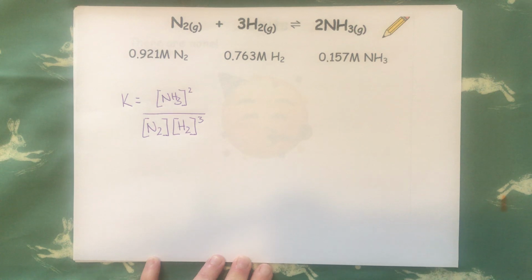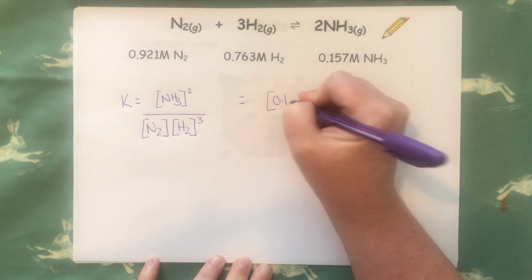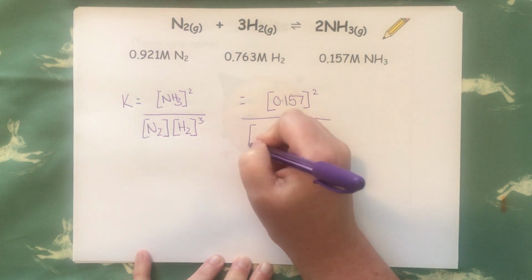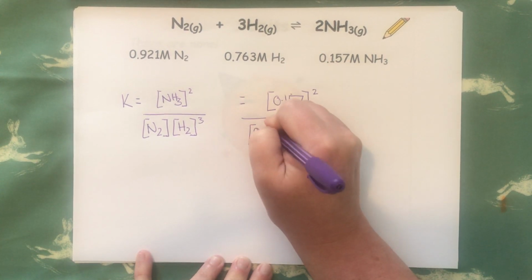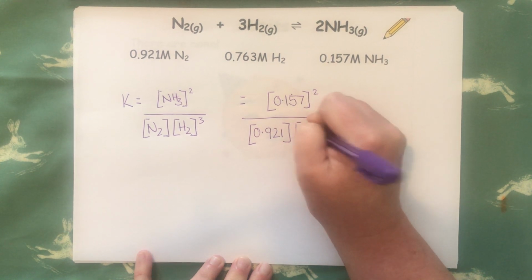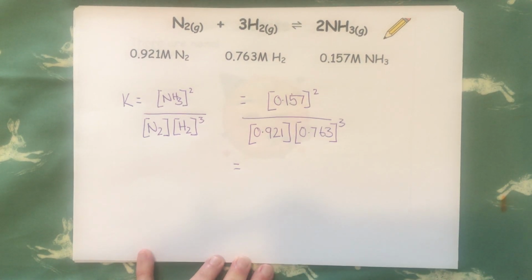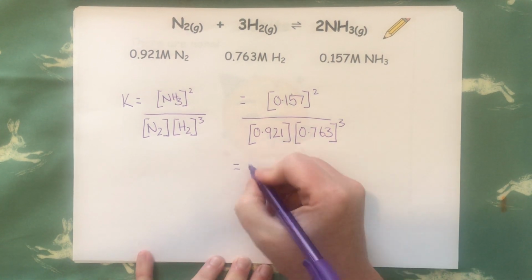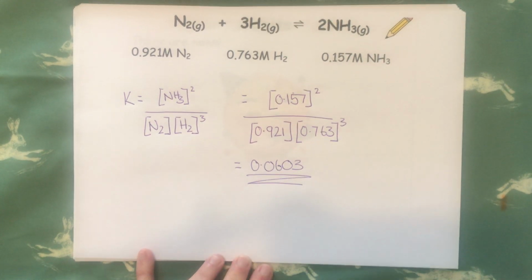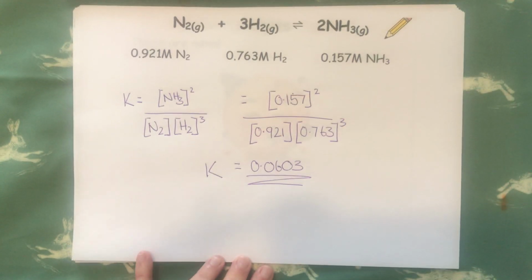We would then simply plug in the numbers. Our concentration of ammonia is 0.157 to the power of 2. Concentration of nitrogen is 0.921, and of hydrogen is 0.763 to the power 3. And when you plug that into your calculator, making sure that we're plugging it in correctly, we end up with a value of 0.0603, and that is the equilibrium constant for this reaction.